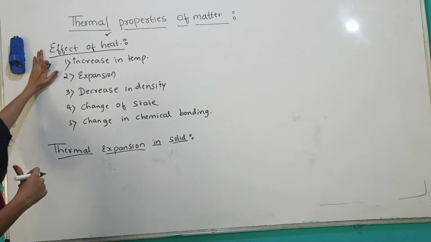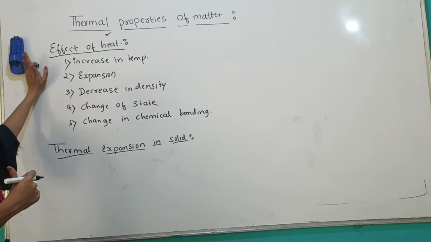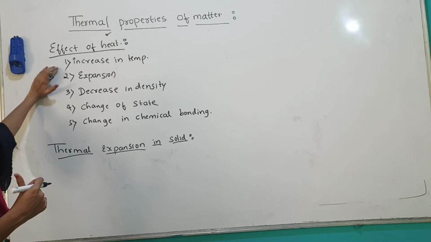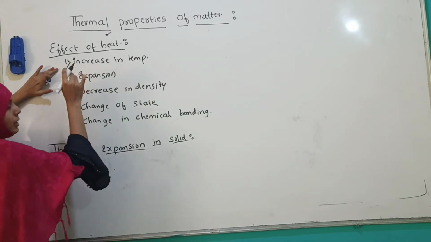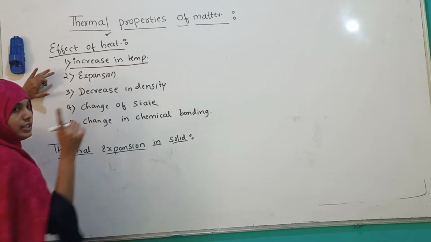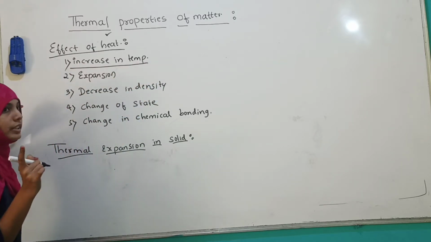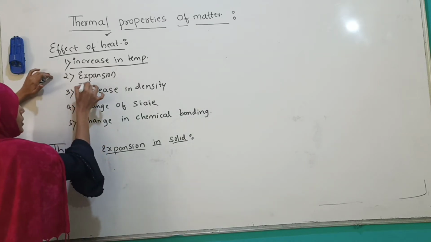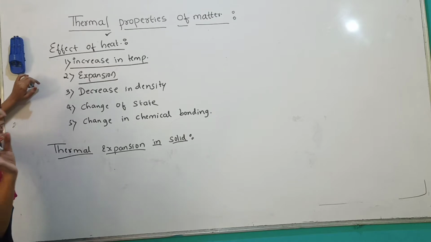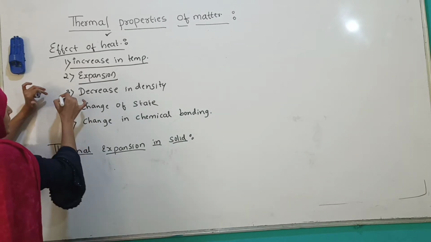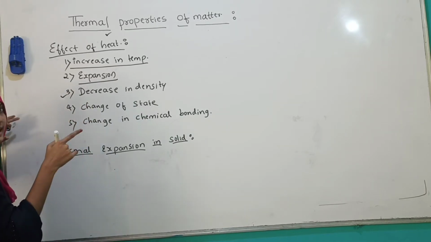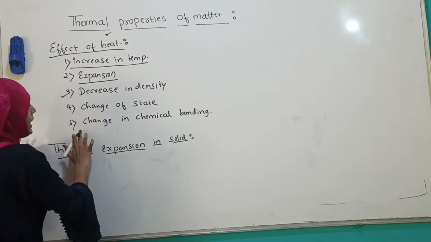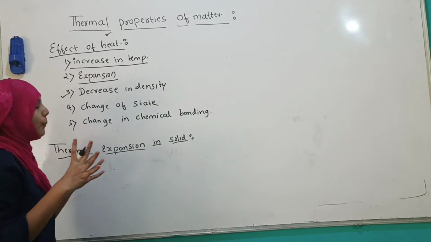Next, see here guys, the effect of heat. By applying heat, what will happen to the body? First, when we apply heat to the body, an increase in temperature takes place. Body temperature increases. Next, when we apply heat, expansion takes place. A body expands. Next, decrease in density and change in state. State means shape changes. Next, change in chemical bonding.